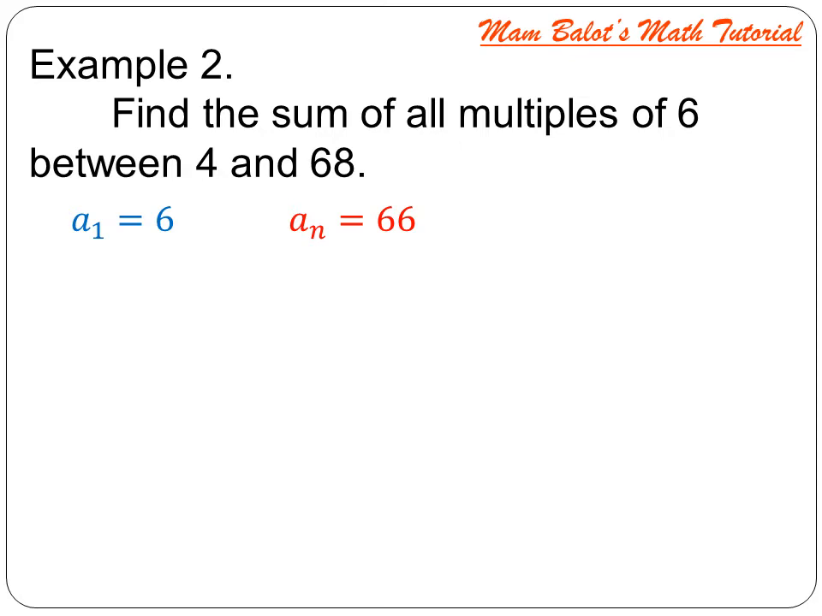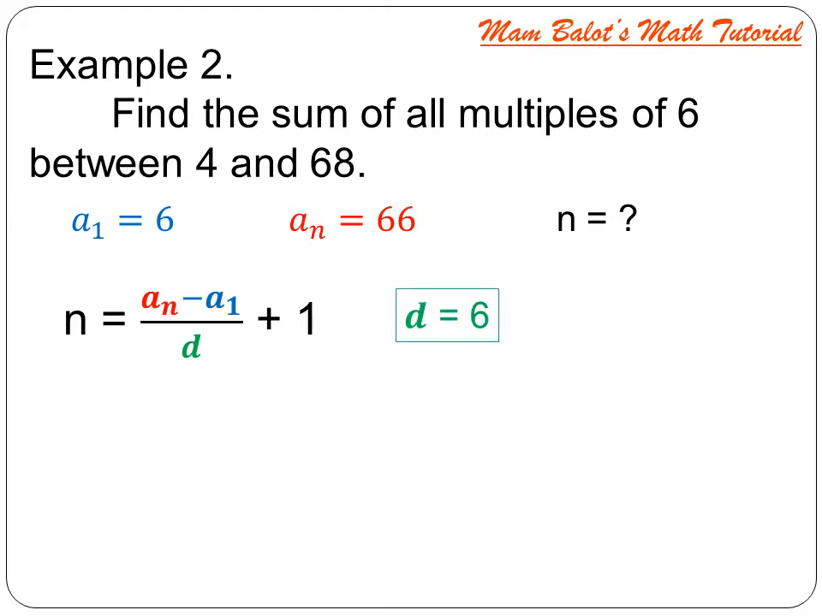But before getting the sum, we need to know how many terms we have to add. We have to find n. And from the formula of the nth term of the arithmetic sequence, we can derive the formula of n as n is equal to A sub n minus A sub 1 over D plus 1. And we know that D is equal to 6 since the terms are multiples of 6. So we substitute now the different values to our formula.